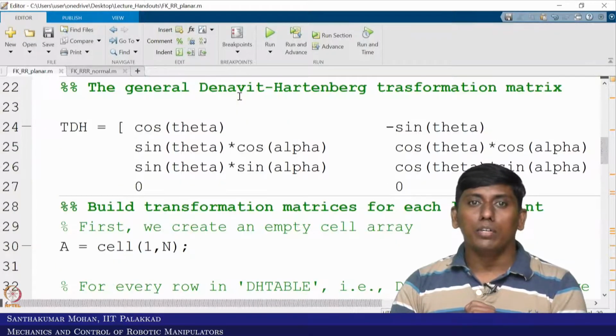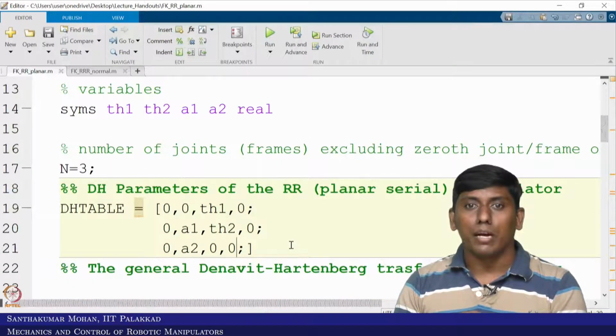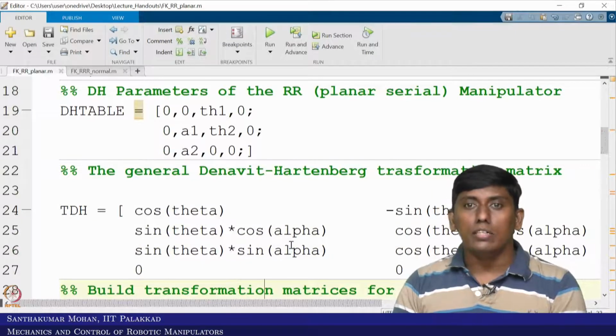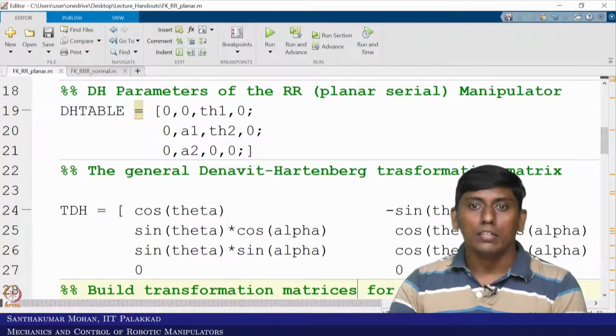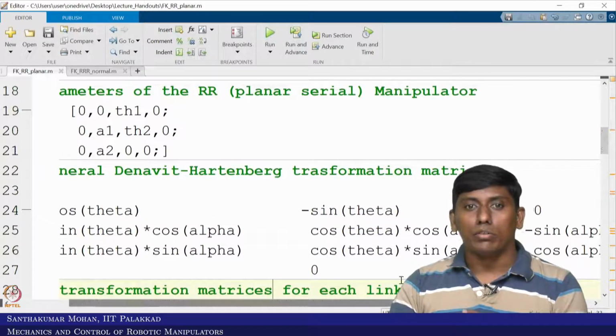Now what are we doing? We are bringing in the non-standard transformation matrix, in the sense the ARM matrix. You can see it here: this is the non-standard ARM matrix, and we have used this.